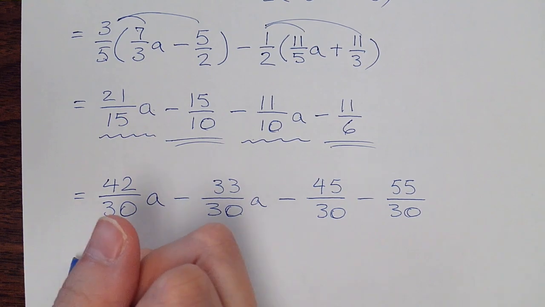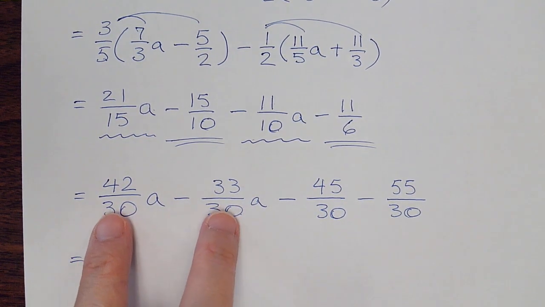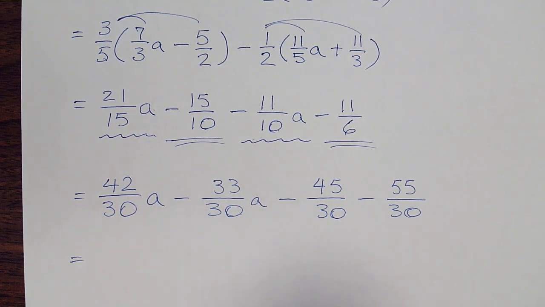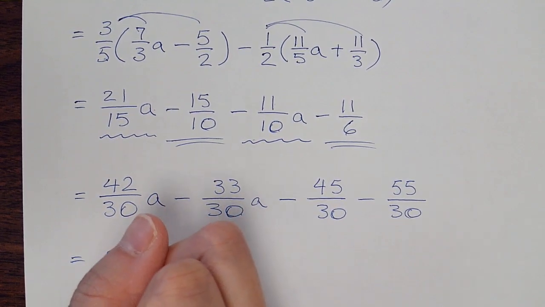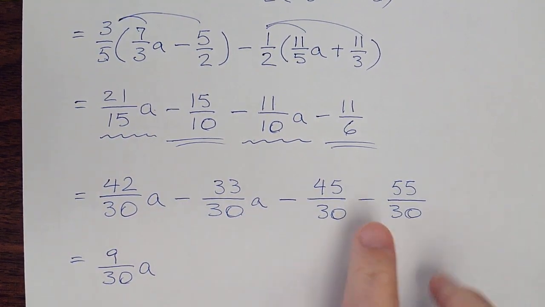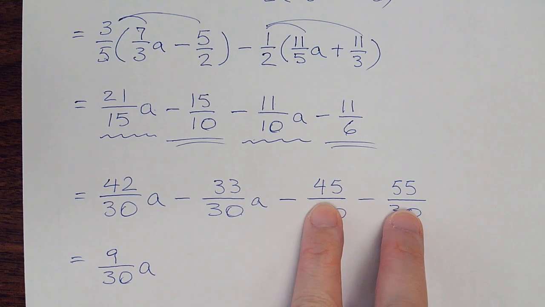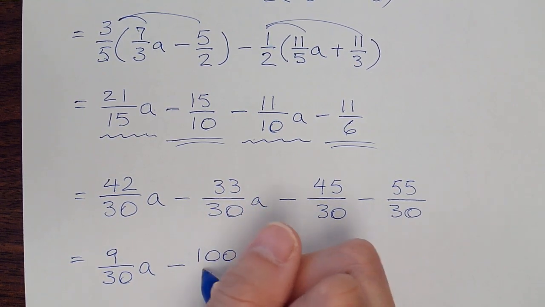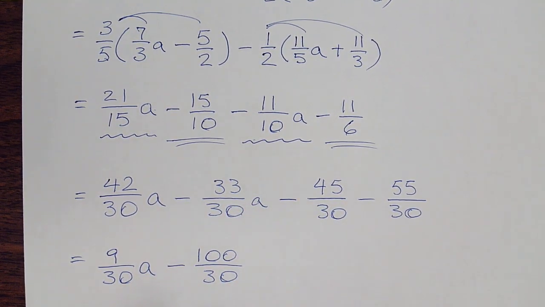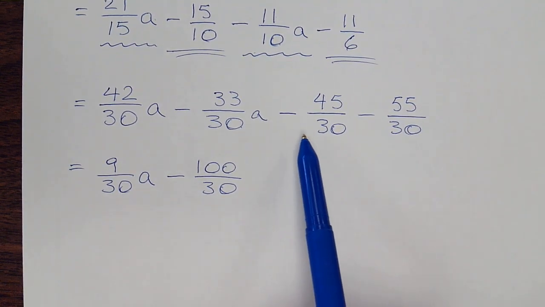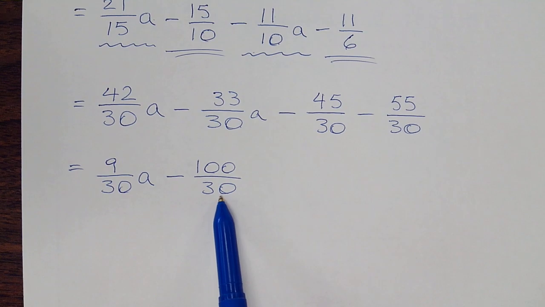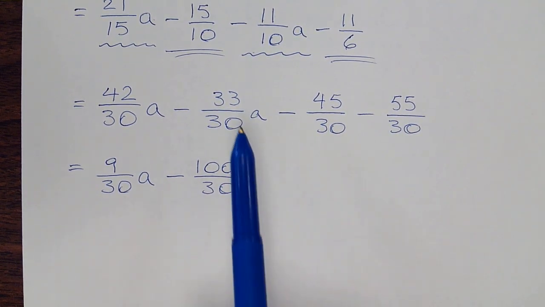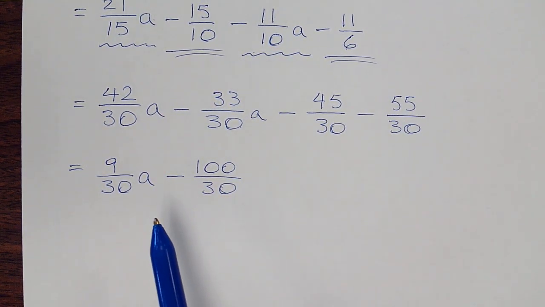Okay, now I can collect my like terms. 42 minus 33, I get 9. 9 over 30. And here, negative 45 minus 55 is negative 10 over 30. When you add and subtract fractions, remember your denominator stays the same. The denominator stays the same. You don't subtract your denominator. You only subtract the numerators.